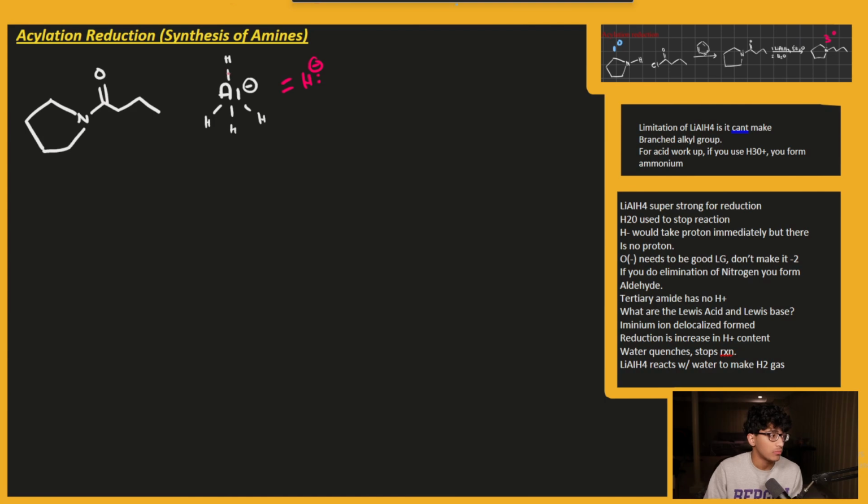We're gonna go from electron rich to electron poor. We're gonna go right here and attack that carbon. We're gonna put the charge on oxygen, so we form a tetrahedral intermediate. Now we have oxygen with a negative charge on it. And so now what do we do?